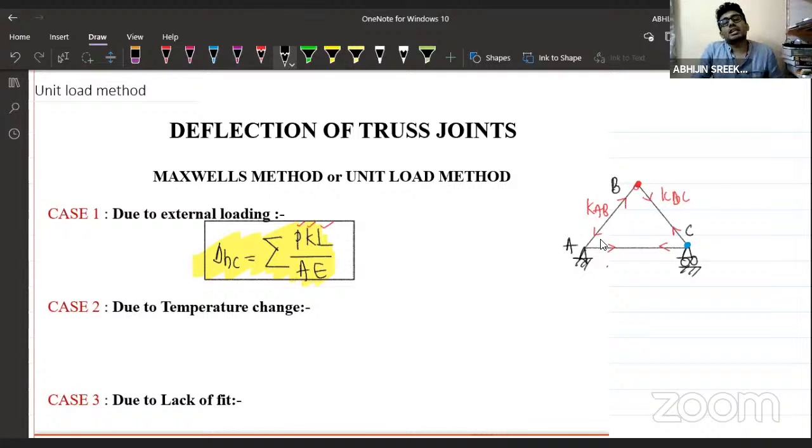Some other possibilities are also there. Apart from external loading, suppose a member is subjected to a temperature change, say 30 degrees Celsius, during the fabrication or construction of this truss. Suppose the initial temperature was around 15 degrees Celsius. Now the temperature has become 45 degrees Celsius, which means there is a temperature change. Due to the temperature change, there can be some displacements at various joints.